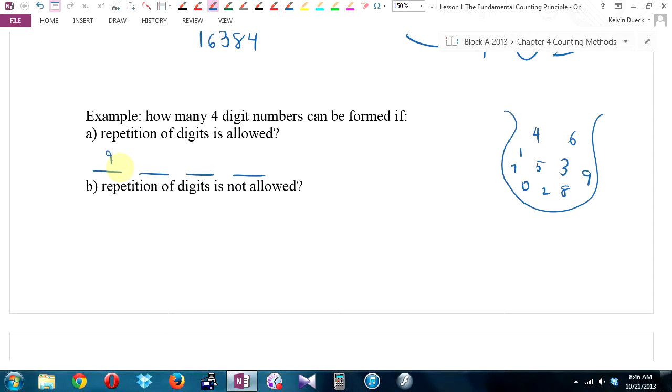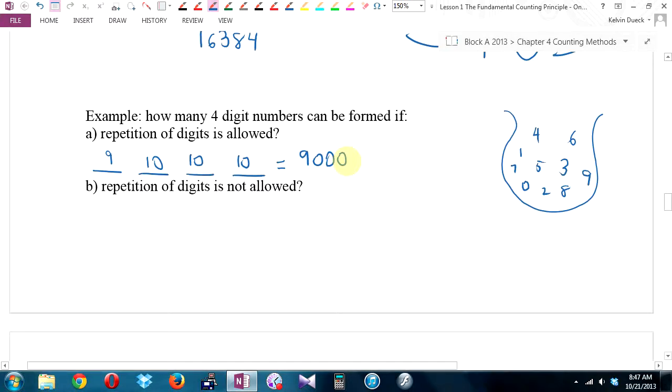How many choices do I have now? I put the tile back in, shake it up. How many choices do I have now? In fact, I think 10 times 10 times 10 is 1,000 times 9. I think I can do this in my head, actually. What is it? 9,000. Okay? You can form 9,000 4-digit numbers.